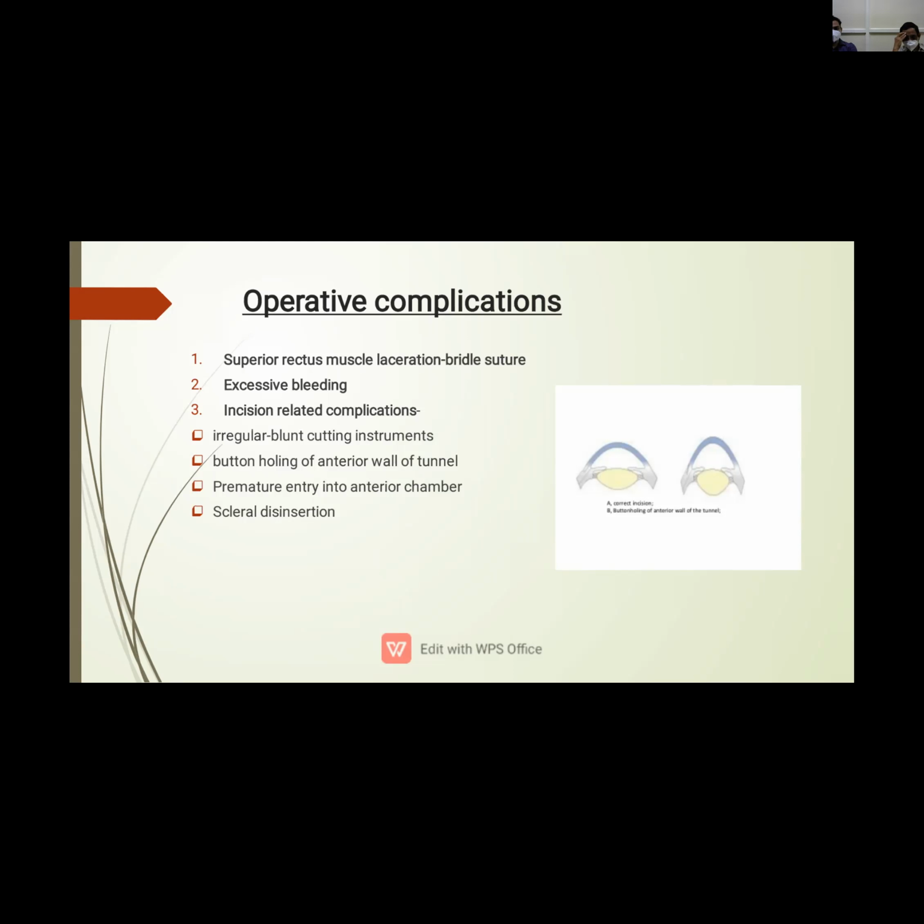Buttonholing of anterior wall of tunnel. It occurs because of superficial dissection of the scleral flap. Premature entry into the anterior chamber. It occurs because of deep dissection. And scleral disinsertion can occur due to very deep groove incision.